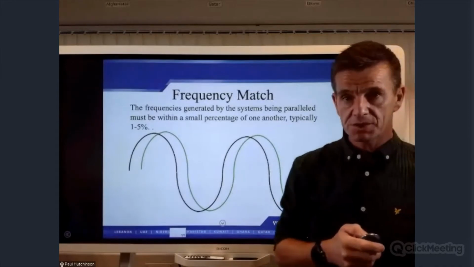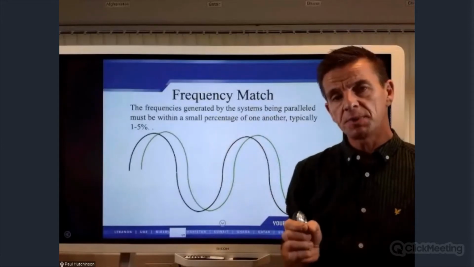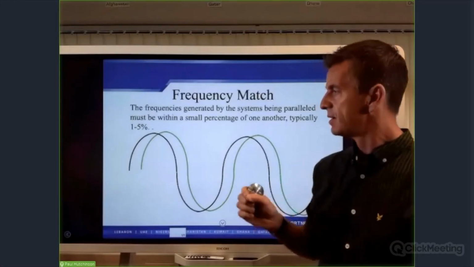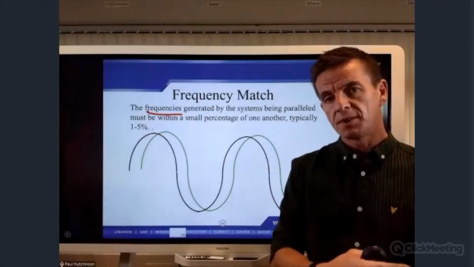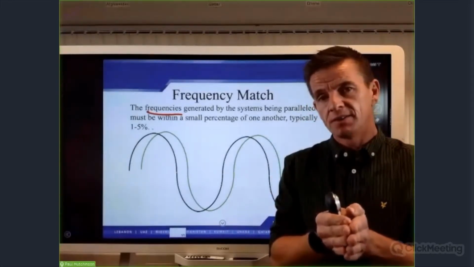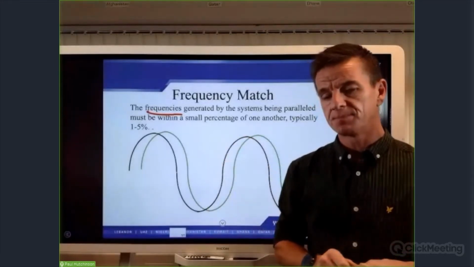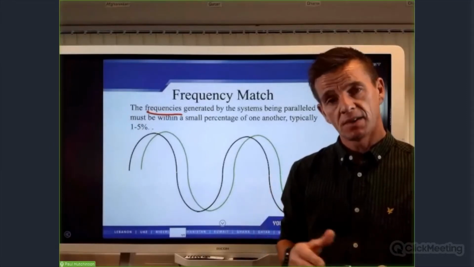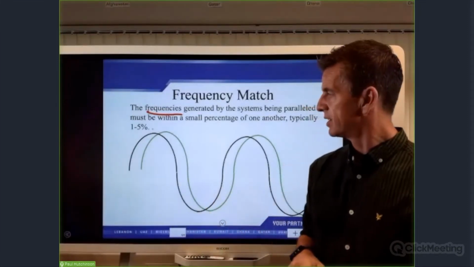Okay. Frequency match. So the frequencies, again, must be within a small percentage of each other. As we said earlier, the frequency of the alternator is controlled by the engine because the engine and the alternator are mechanically coupled together. So any changes in the engine speed will affect the frequency of the AC alternator. We want those to be as close to each other as possible, again, for better synchronization and fewer problems when we're trying to synchronize.